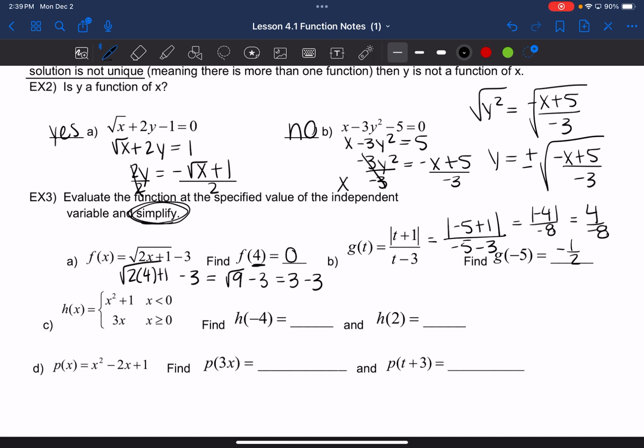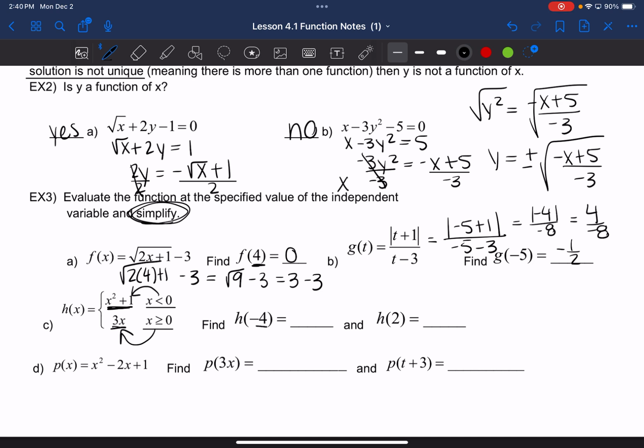Okay. For C, we have h of x is equal to x squared plus 1 when x is less than 0, and 3x when x is greater than or equal to 0. Okay, so they're saying this part is true if x is less than 0. This part is true if x is greater than or equal to 0. So depending on what we plug in for x, that's going to tell us which one to use.